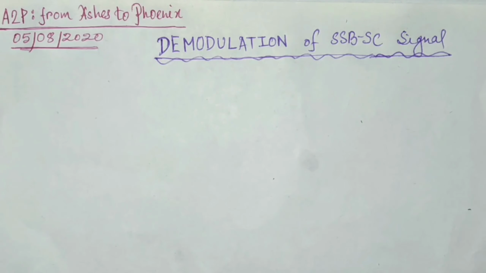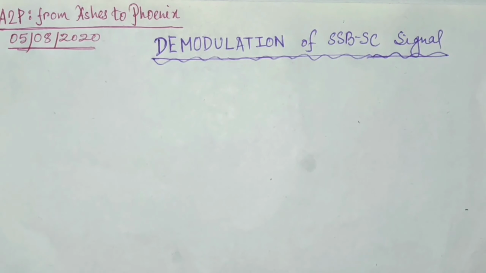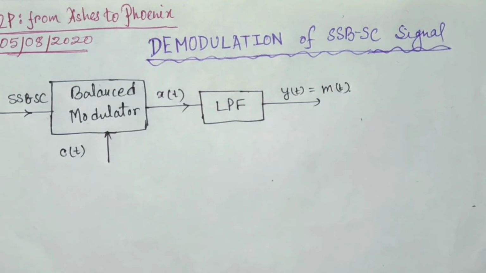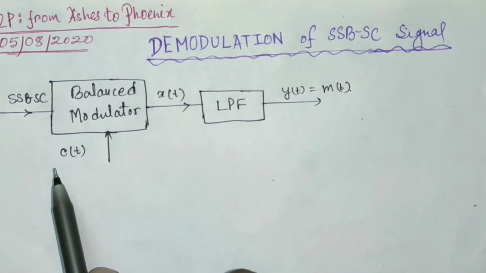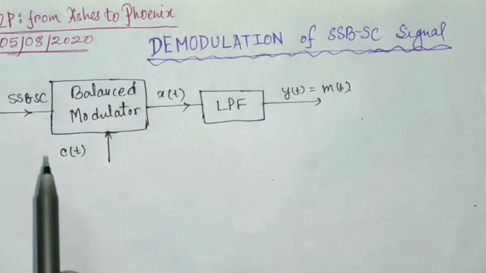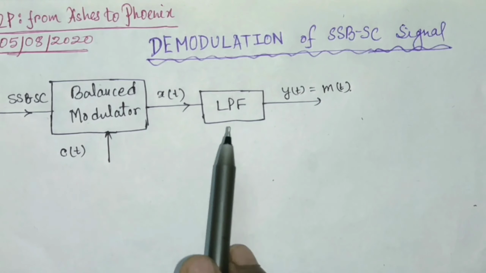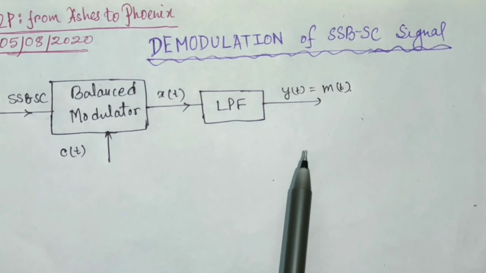Demodulation of this signal is done by synchronous detector, but if we use envelope detector, then the result will be totally distorted from the message that was actually sent. So synchronous detector or coherent detector is used, and the block diagram will be this. c(t), that is the locally generated carrier signal, must be coherent to the carrier signal that is used to generate SSBSC signal. The output of this balanced modulator is passed through a low pass filter that has characteristic frequency of fm, and the output is the message signal.